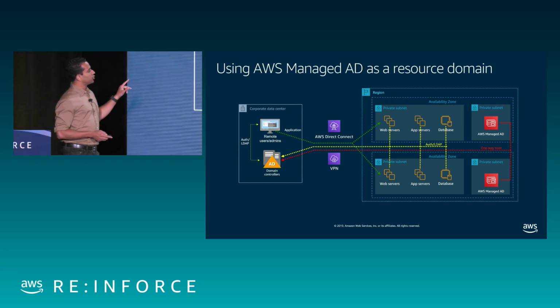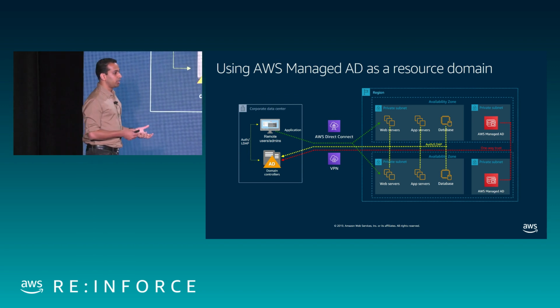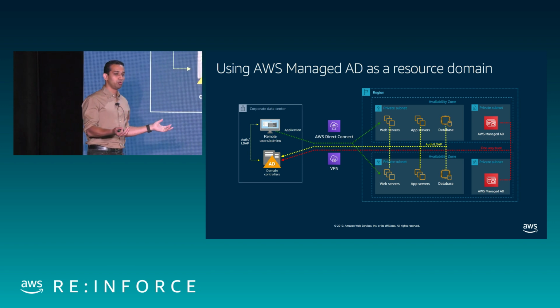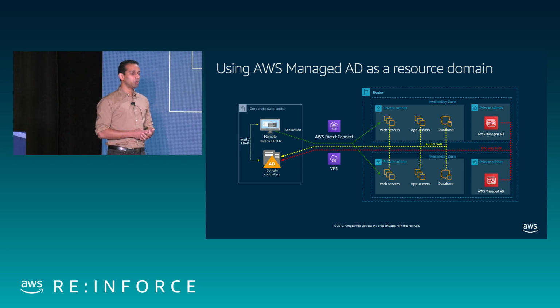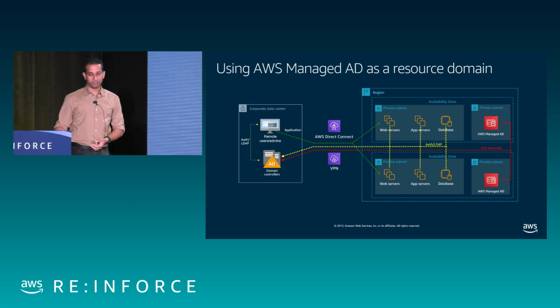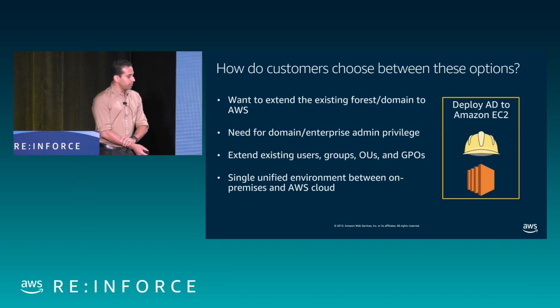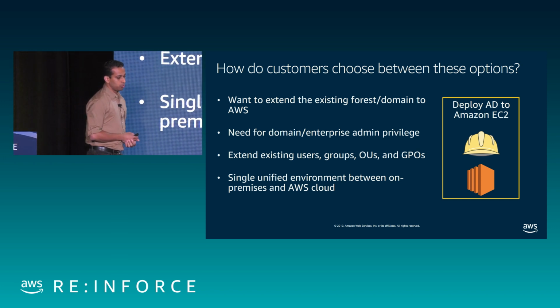So using a combination of these two, there are a lot of architectures you can build on AWS. You could have a complete disconnection between the two. You can extend the same domain. You can build a brand new domain on EC2. Your requirements are going to drive how your AD looks, but we're going to talk about security specifically, right? Okay, so what are some of the reasons why customers choose one option over the other?